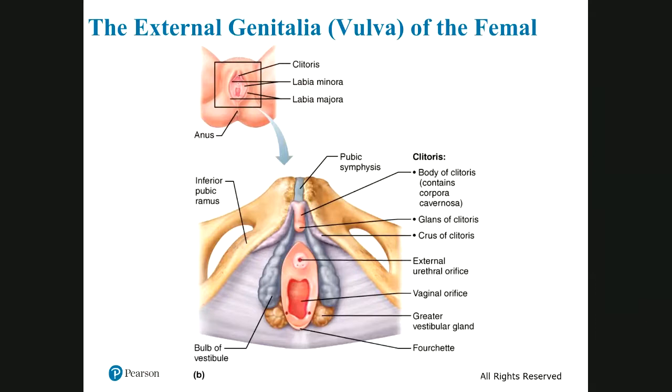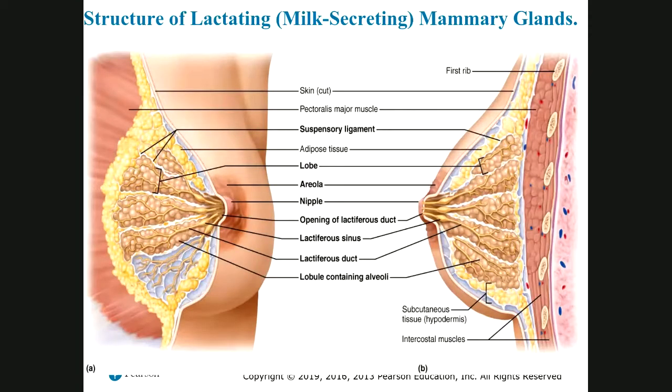We move to another external reproductive organ, which is the mammary gland. The mammary glands are present in both male and female, but normally function only in a female. Their main function, of course, is to nourish newborns. They are modified sweat glands consisting of lobes. There are 15 to 25 lobes. We have this areola.